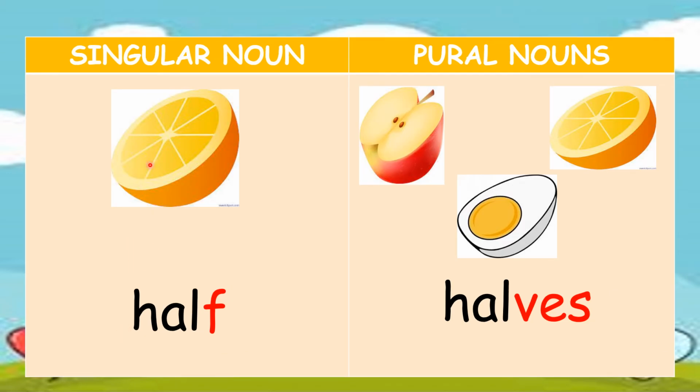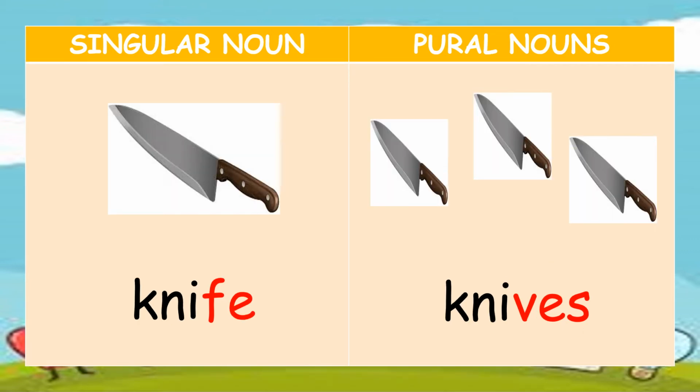Half, 1/2 of an orange. 1/2 of an apple. 1/2 of an orange. 1/2 of an egg. 3 halves. Silent L. Change F to VES. Halves. The word knife ends with FE. Change FE to VES. A knife, 3 knives.